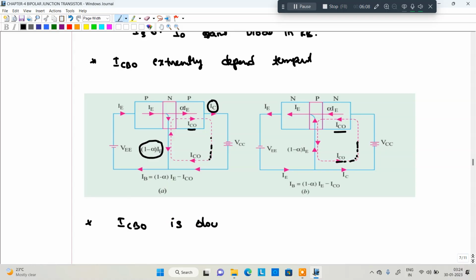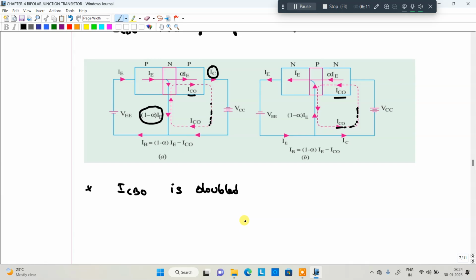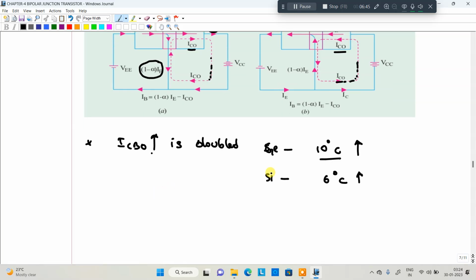ICBO is doubled in two cases. If it is germanium, for every 10 degrees centigrade rise, the ICBO value is doubled. In case of silicon, for every 6 degrees rise in temperature, the leakage current is doubled. These are the two cases you need to remember.